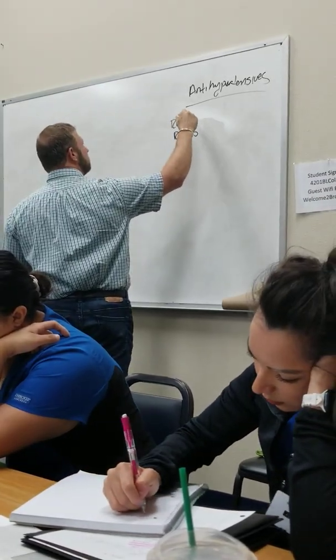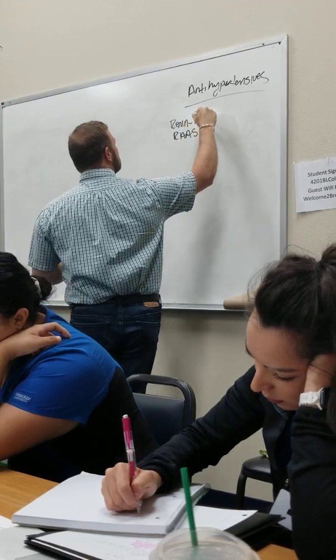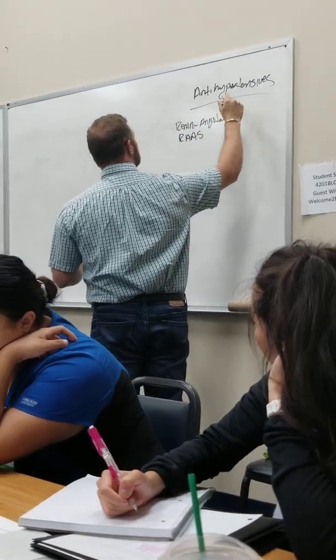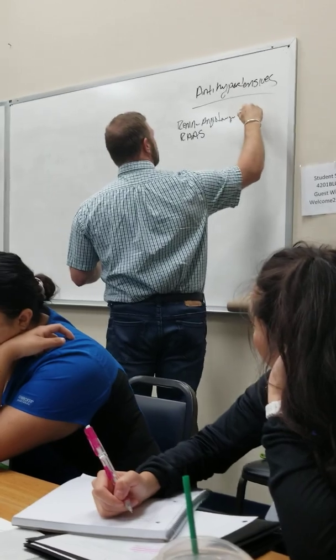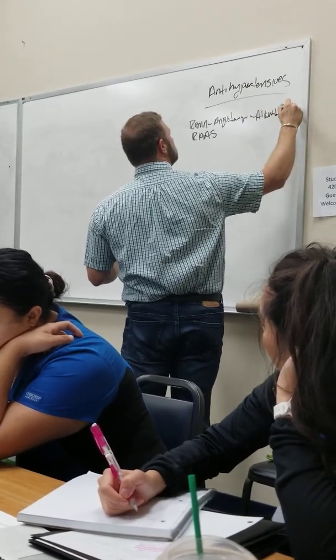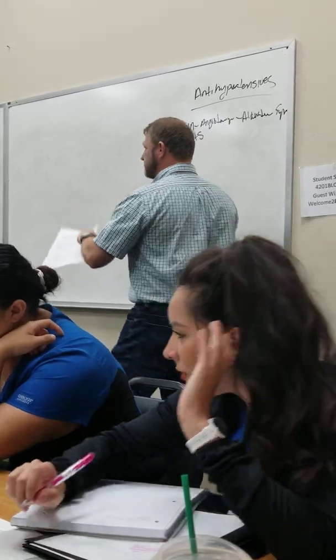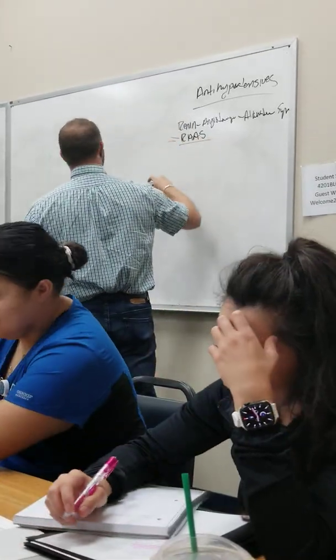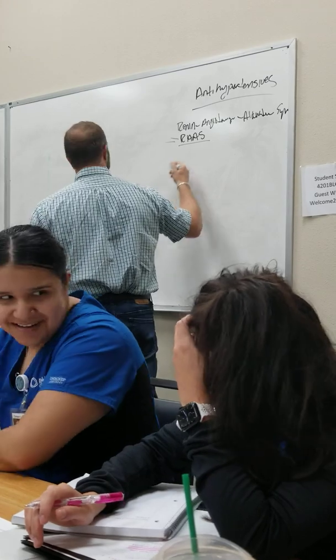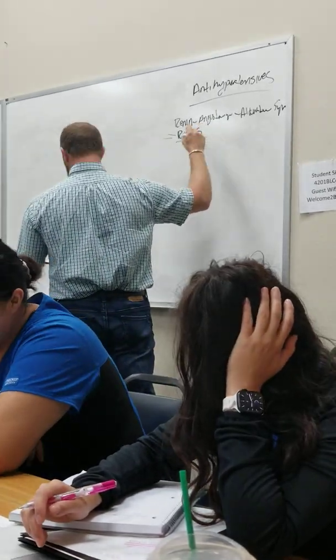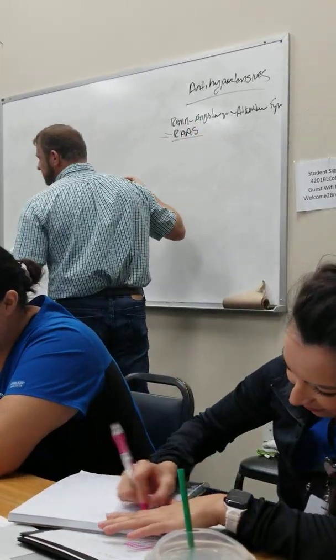RAS, renin, angiotensin, aldosterone system. Okay, so listen to those words. So when you break these out, and I'm kind of doing it the way when we talk about it this way, your RAS, what do they say? RAS suppressants. So these mess with the RAS system.